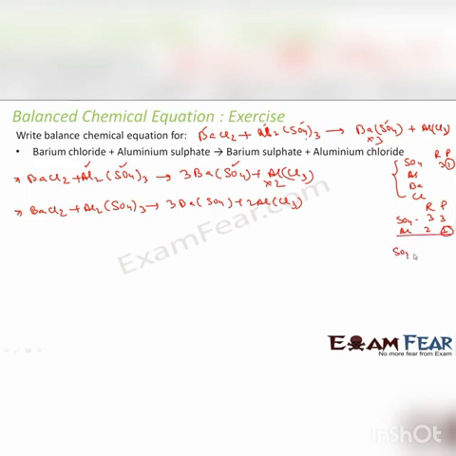Correct? Let's again see if it is balanced or not. So we have sulfate, we have aluminum, we have barium. So sulfate we have how many? 3 here and 3 here, balanced. Aluminum we have 2 here, 2 here, balanced. Barium we have 1 here and 3 here. It's not balanced, right? So we have 3 here and we have only 1 here. It's not balanced. So what we'll do, we'll multiply this guy with 3.